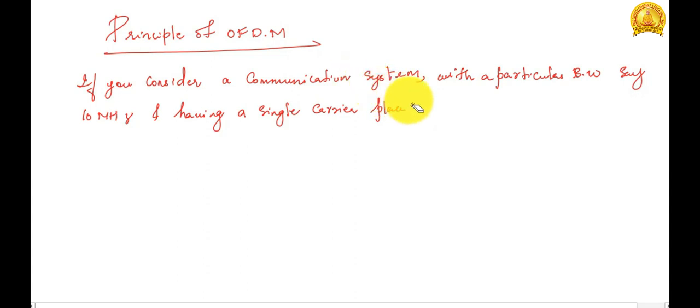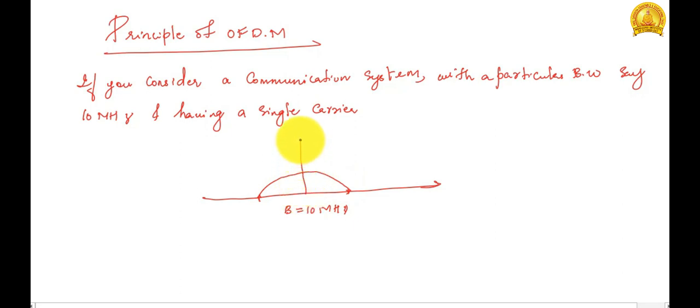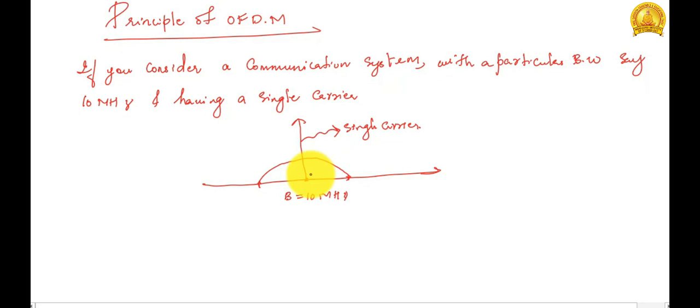This is what we know. So let's consider such a communication system with a particular bandwidth. Let this be the bandwidth and let's take this as equal to say 10 megahertz. Okay, so this is the bandwidth, and of course this communication system is just having a single carrier. So this is that single carrier, and this single carrier will be placed at that single carrier frequency. Okay, this is the normal communication system, and the spectrum is as shown.